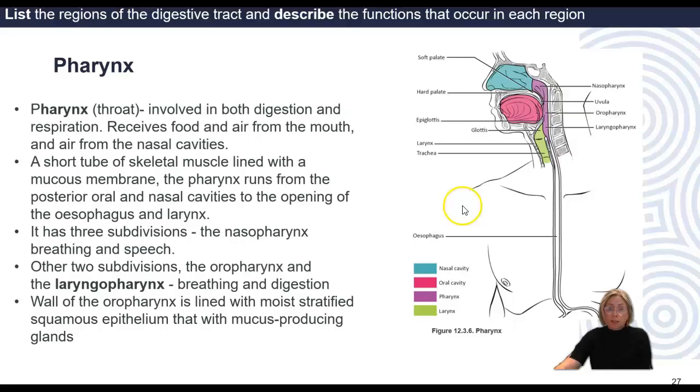It has three subdivisions: the nasopharynx, which is involved in breathing and speech, and the other two subdivisions, the oropharynx and the laryngopharynx, breathing and digestion. And the wall of the oropharynx itself is lined with moist stratified squamous epithelium with mucus producing glands. The mucus provides the lubrication, and the stratified squamous epithelium is there for protection against abrasion. That's all we're going to say for this slide.